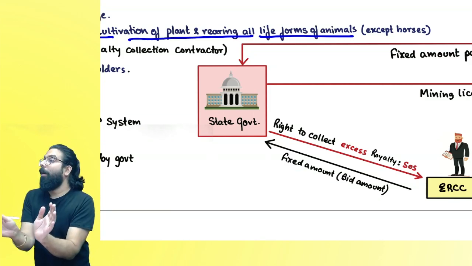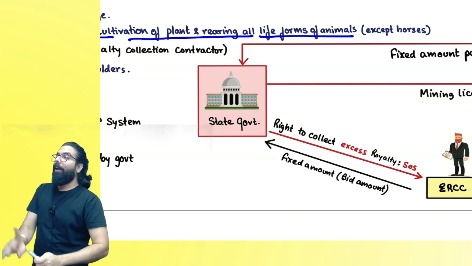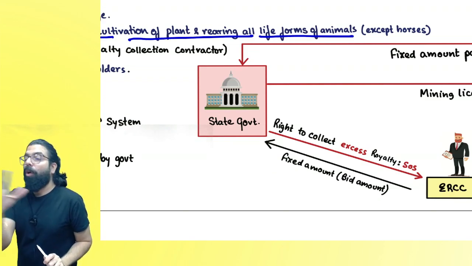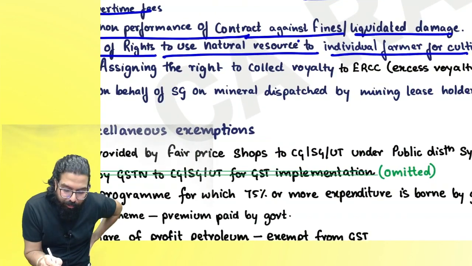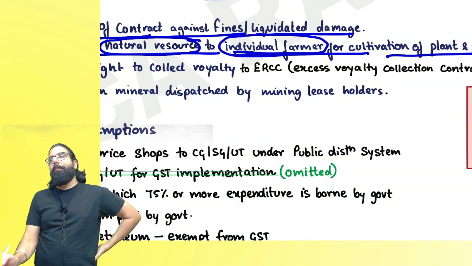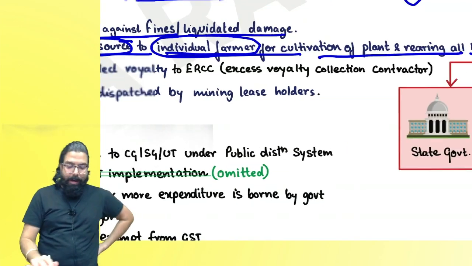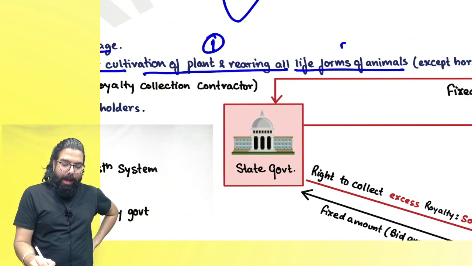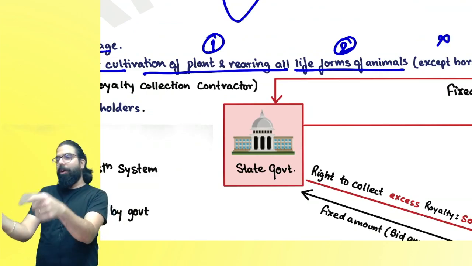What do you call it? Poultry. Poultry is chicken only. Then pig, fish, all these things. If the government gives natural resources to an individual farmer for cultivation of plants and rearing of life forms of animals, then exemption is there. In the case of horses, the exemption is not there.